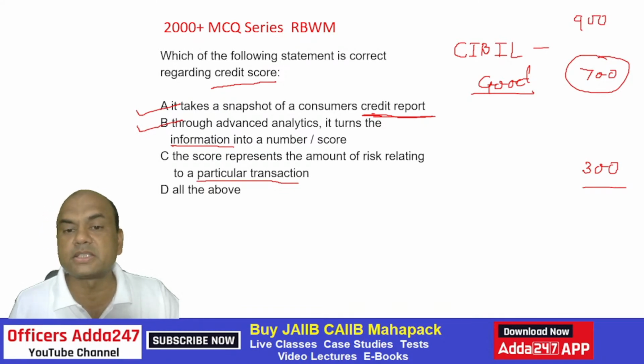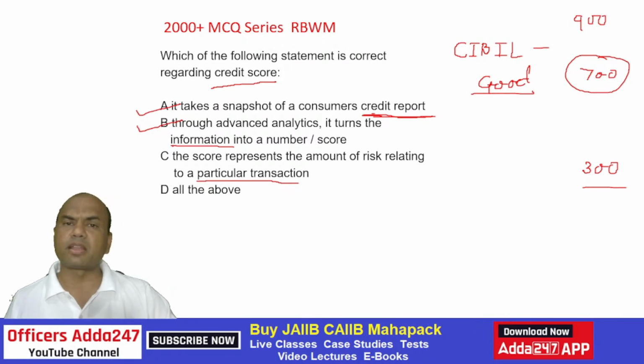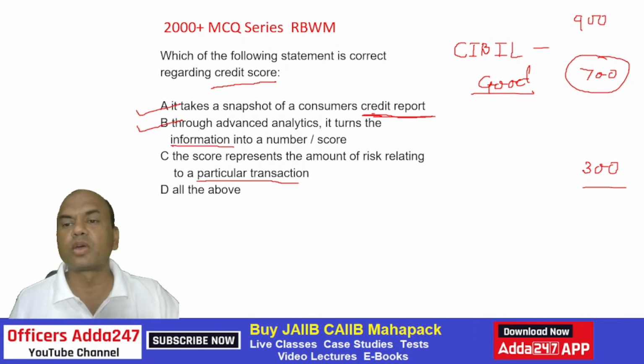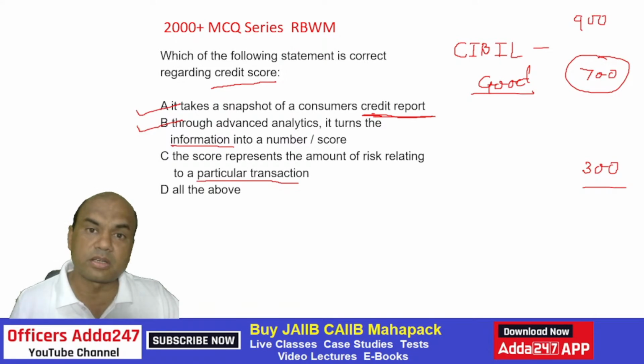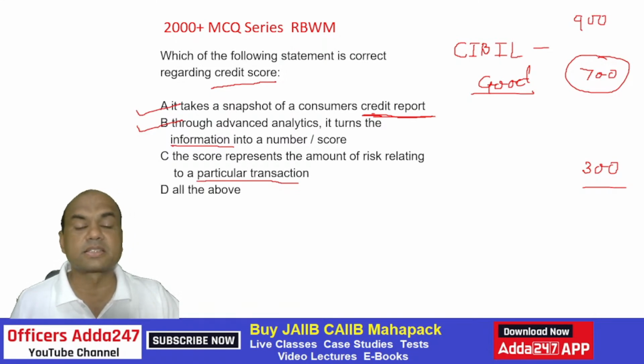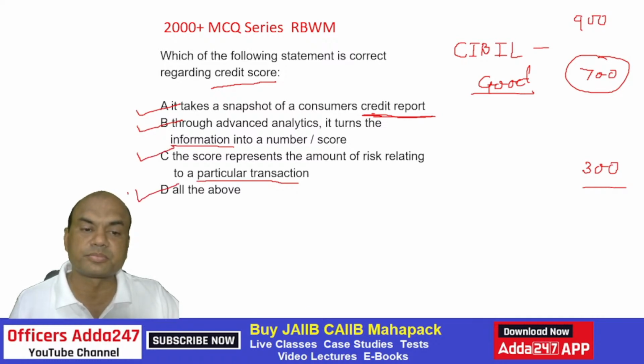The score represents the amount of risk relating to a particular transaction, which is obvious. If the score is higher, then the risk is lower. If the score is lower, then the risk is higher. It's that simple, isn't it? So that's why the answer is D, all of the above.